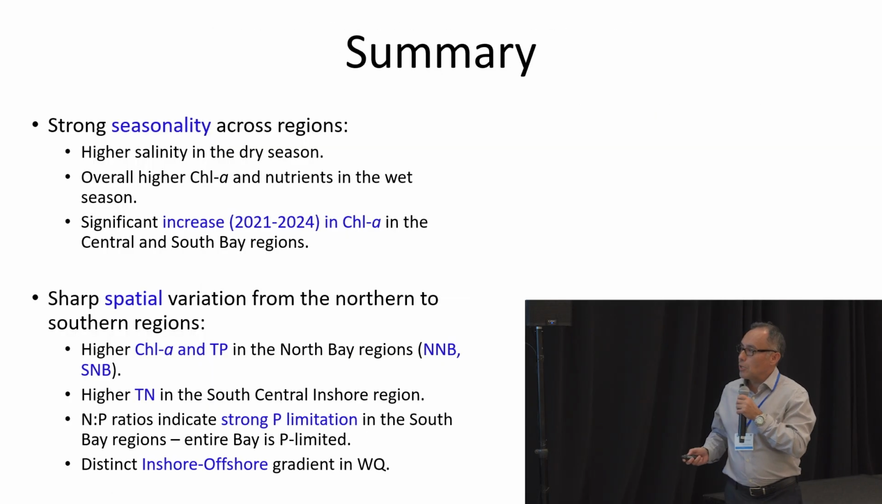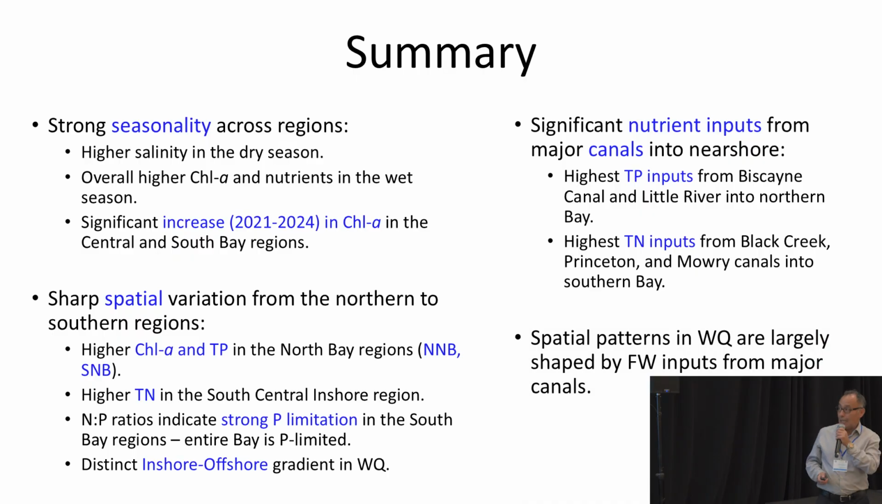So in conclusion, first we can see that we have seasonality across the region, so higher salinity in the dry season, and overall higher chlorophyll and nutrients in the wet. We see a significant increase of chlorophyll across the study period in the central and the south. The north region basically doesn't increase, but it's 3 times higher in terms of concentrations.